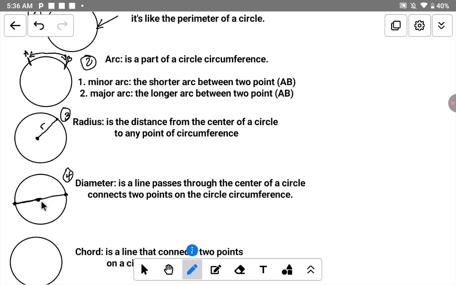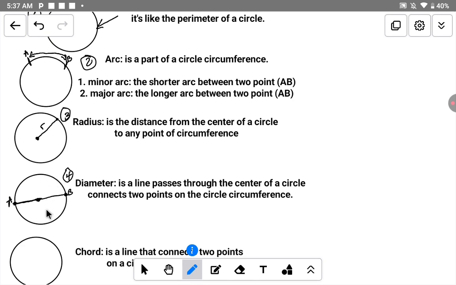It cuts the circle into 2 equal parts, and when a circle is cut into 2 equal parts, each part is called a semicircle. Let's say we have a point A and then a point B. The line from point A to point B, because it passes through the center of the circle, is called a diameter. One part of the circle is called a semicircle. So this place is a semicircle.